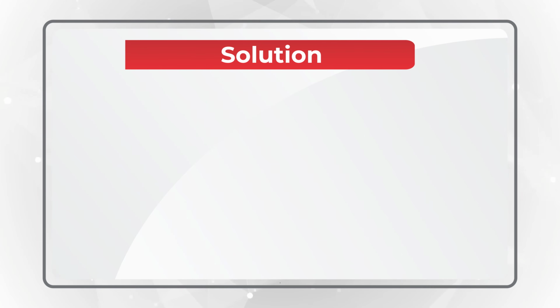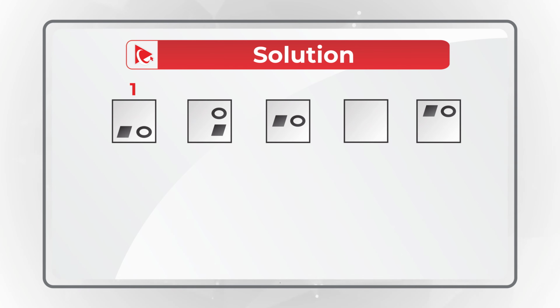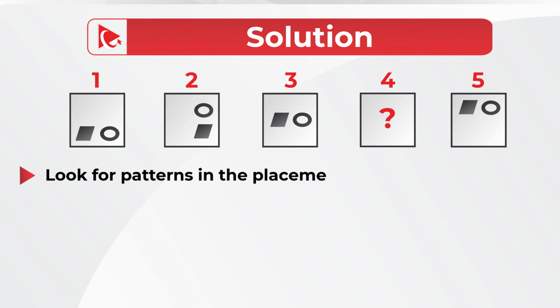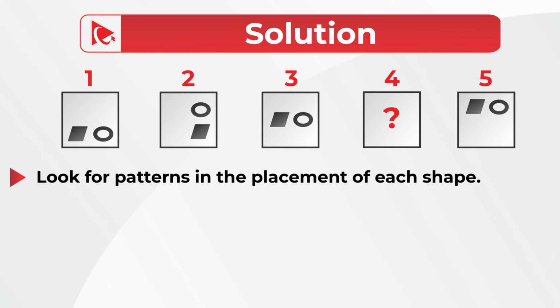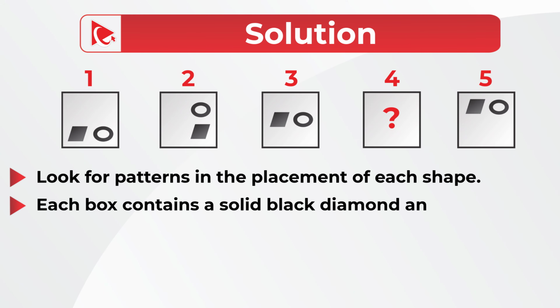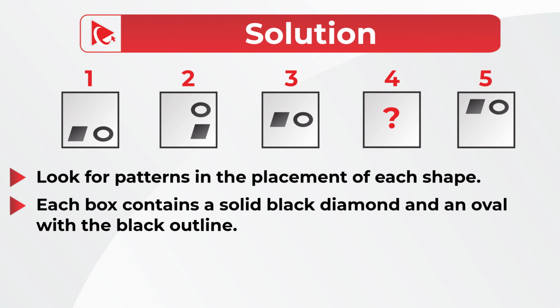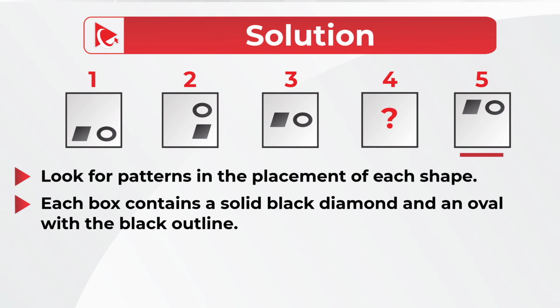You're probably tired hearing it, but my advice as usual, always look for patterns. And in this case, the pattern is location of the smaller shapes inside the square. You might have noticed that smaller shapes inside the circles are always diamond filled with black and oval with the black outline. This pattern is persistent for shapes 1, 2, 3, and 5.